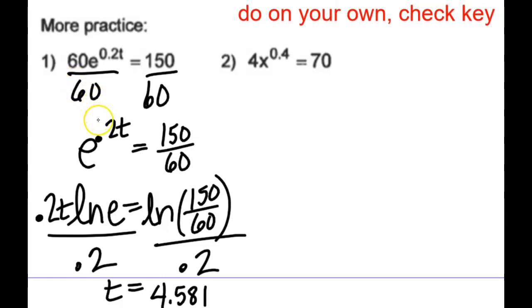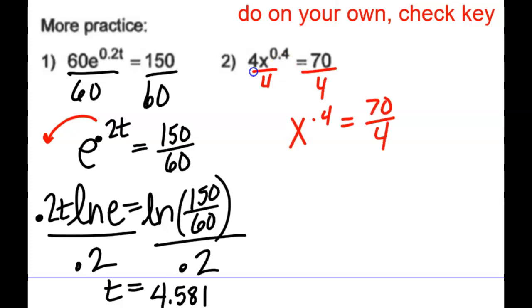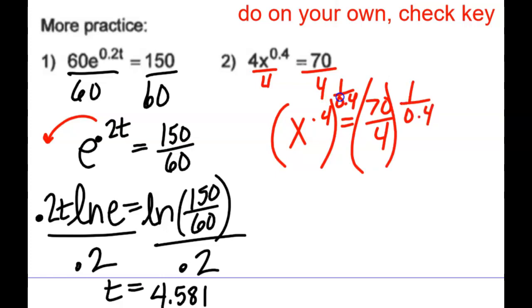Oh, forgot to move this to the front. Okay. All right, divide by 4, x to the 0.4 equals 70 over 4. Then we would do the reciprocal power, 1 over 0.4. 70 divided by 4 to the 1 over 0.4. I got 1281 something.